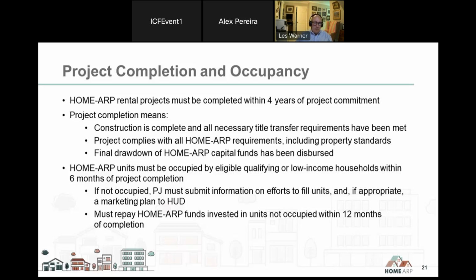So make sure that you're tracking your projects and that you know what the status is on this. You want, as the PJ, to know that if we are approaching that 6-month timeline and we're not seeing occupancy on this, the PJ is going to want to be a little proactive on asking questions, ensuring that there's not going to be a problem in meeting that deadline.